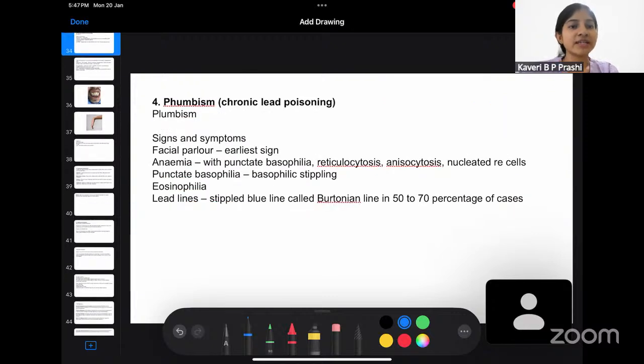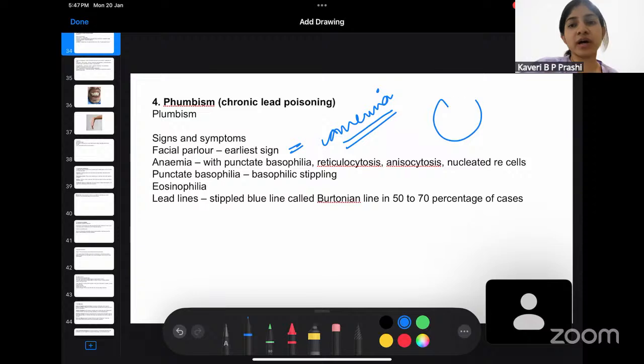Coming to the next question, plumbism. Plumbism means chronic lead poisoning. What are the signs and symptoms? There is going to be facial pallor, which is the earliest sign. It looks like anemia. Lead can cause anemia. That is what is meant by this point. There's going to be anemia with punctate basophilia. That is, if you look into the RBCs, there's going to be punctate basophilia.